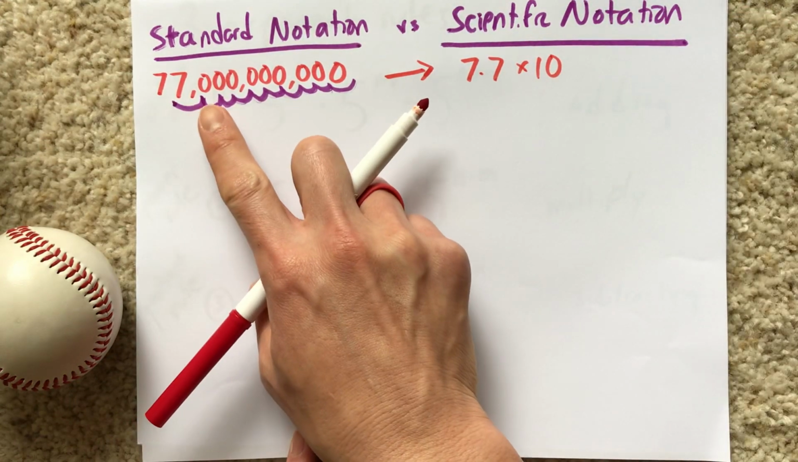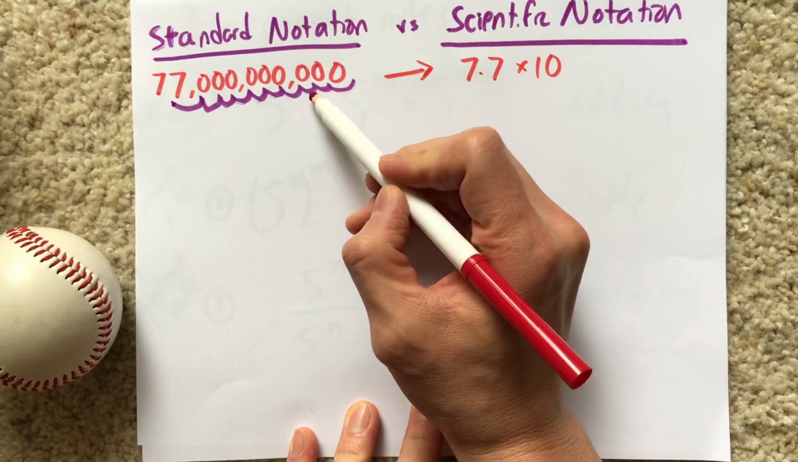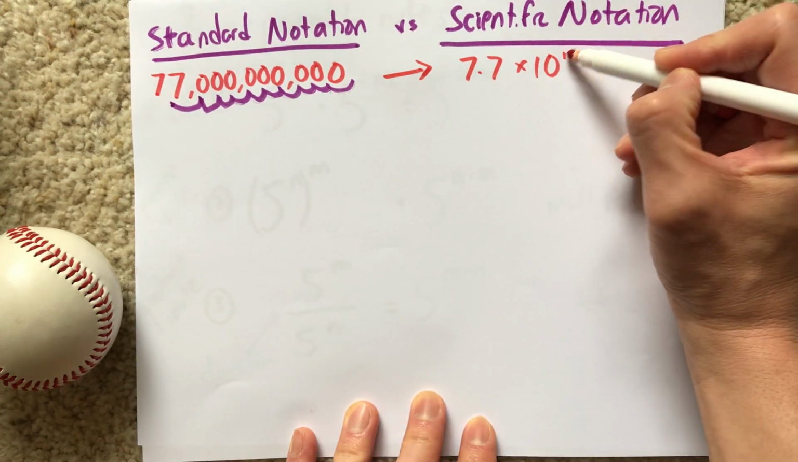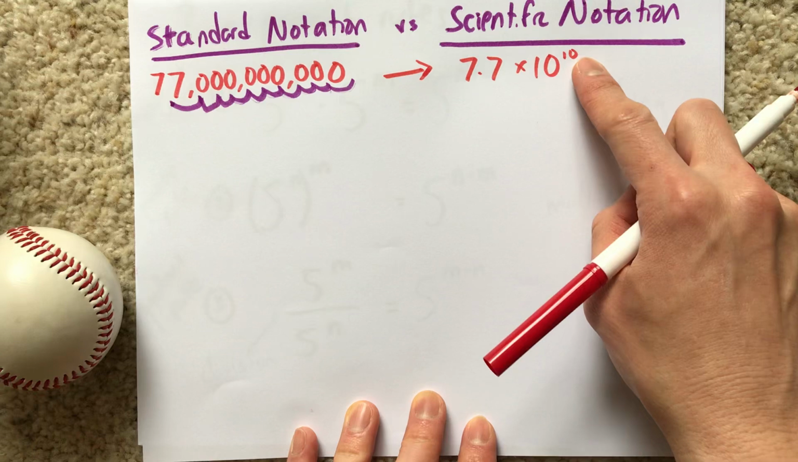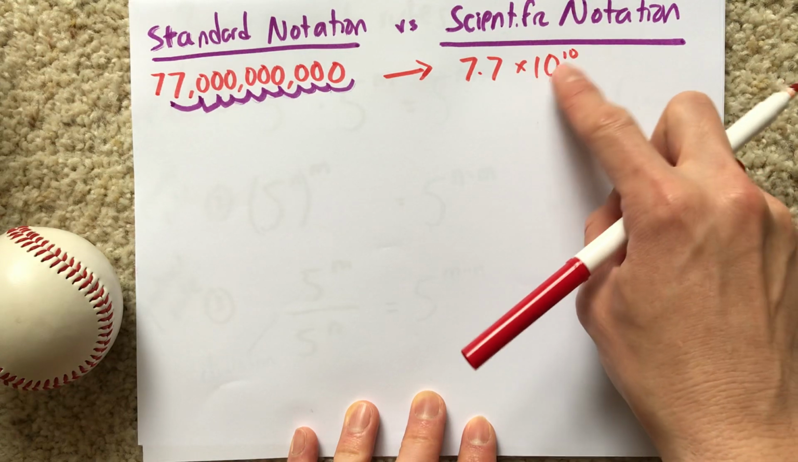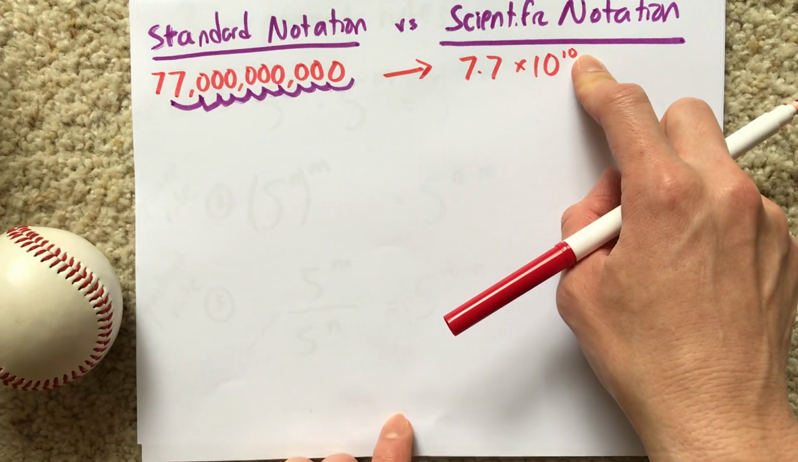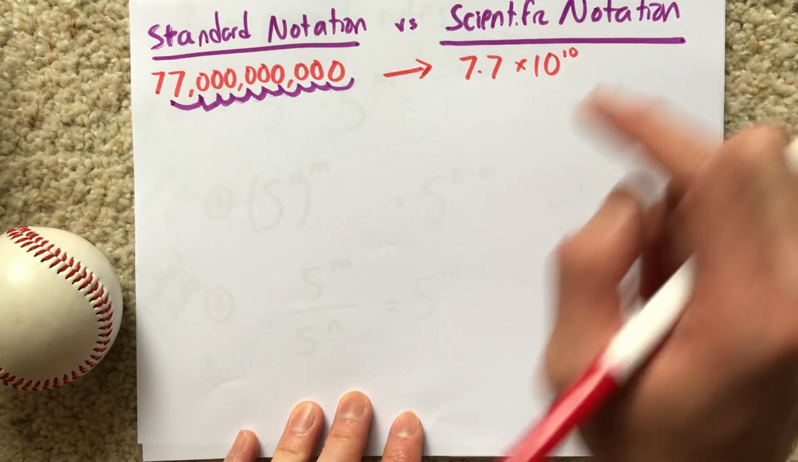Remember, each zero counts as a 10. So how many spaces do we move over? 1, 2, 3, 4, 5, 6, 7, 8, 9, 10. So 7.7 times 10 to the 10th power. Remember that's an exponent. 10 to the 10th power, if you punch that in your calculator, that would be 9 zeros, or sorry, 10 zeros, because of the 10.